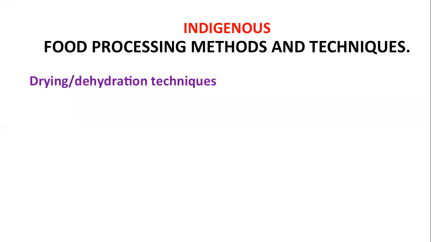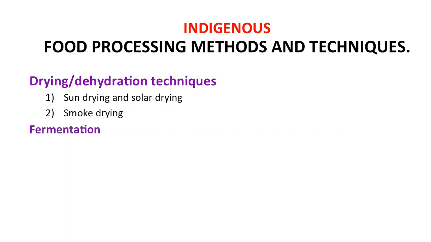Today we are going to discuss these techniques, drying and dehydration. There are two techniques we are going to discuss: sun drying and solar drying, and smoke drying. When we consider our ancestors, they used these techniques to dry their food items. They didn't have refrigerators at that time, so they applied drying and dehydration and also smoking to preserve their food products.